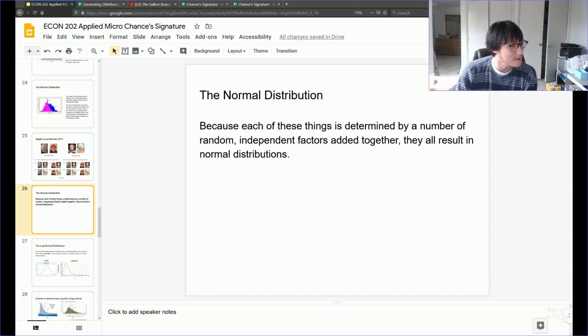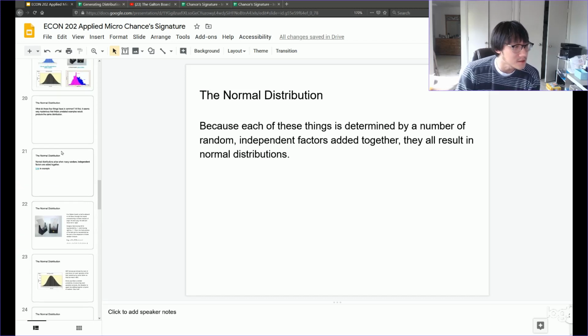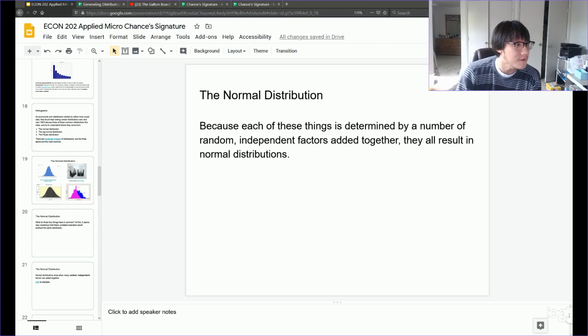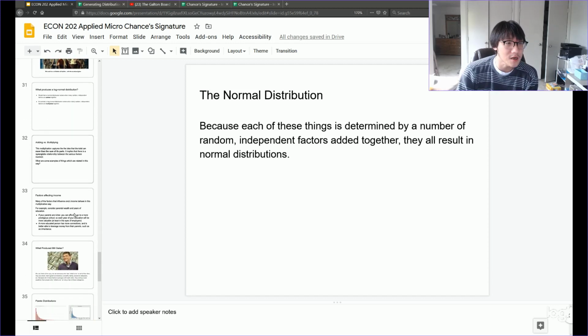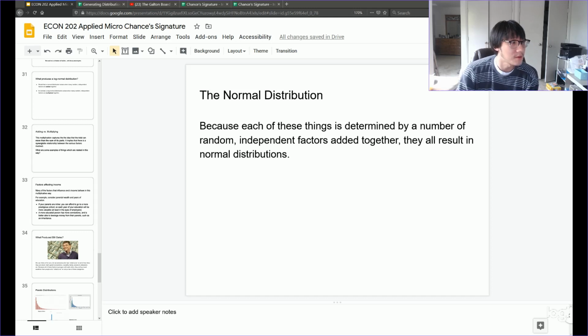So that explains why many things we observe in nature are actually found to be distributed normally. In the next section, we'll talk about a couple of other commonly seen distributions. The normal distribution, like I said, is the most well-known distribution, but there are actually quite a few others.